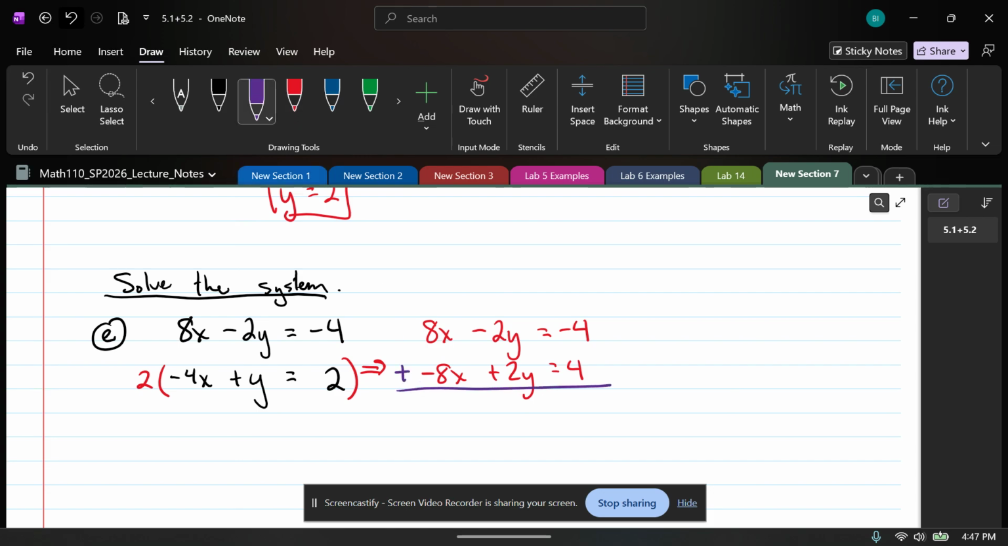What happens on this one? Yeah, the x's cancel out, and so do the y's. If everything cancels out, 0 is what's left. What's on the other side? Negative 4 plus 4 is 0. Does 0 equal 0? Yes. Because this is true, then this is an infinitely many solutions.